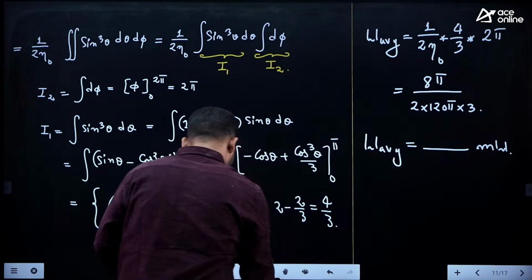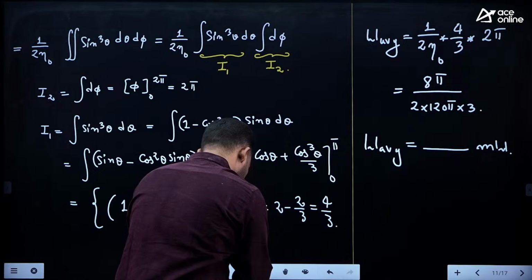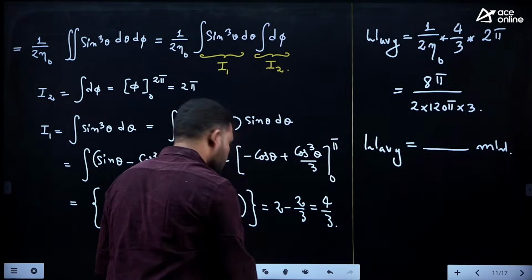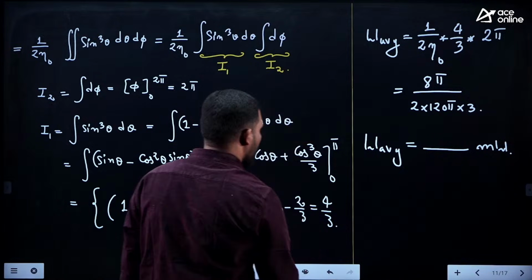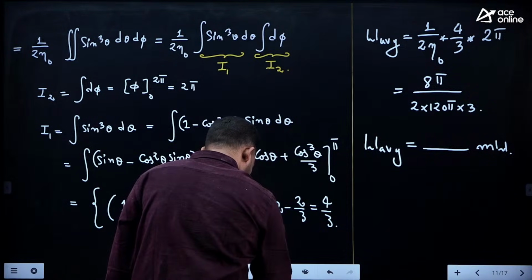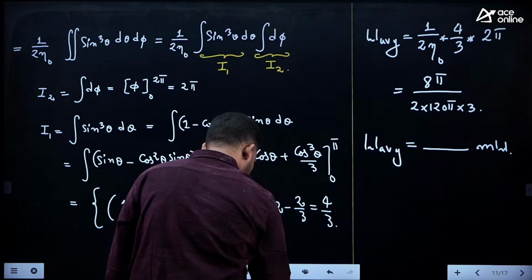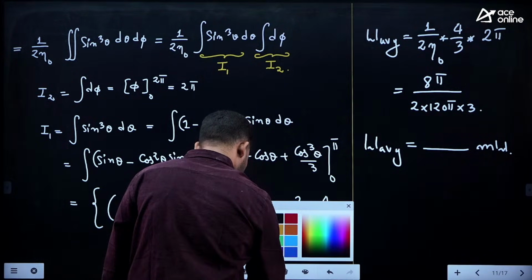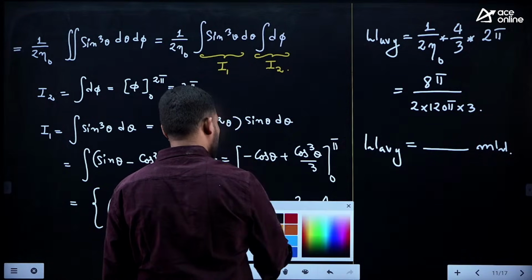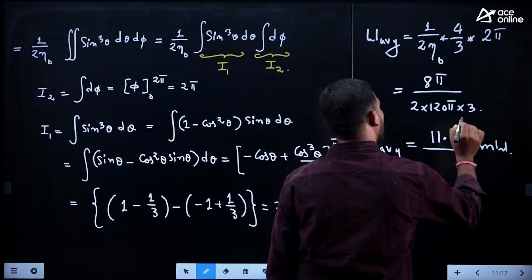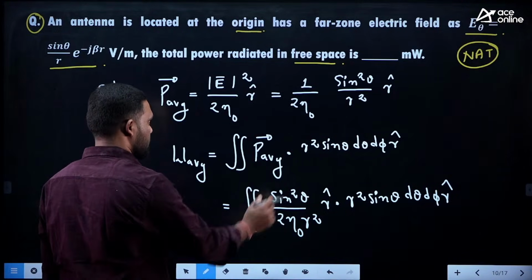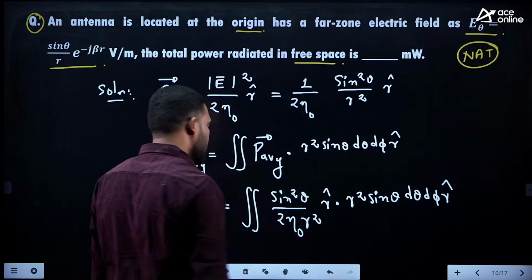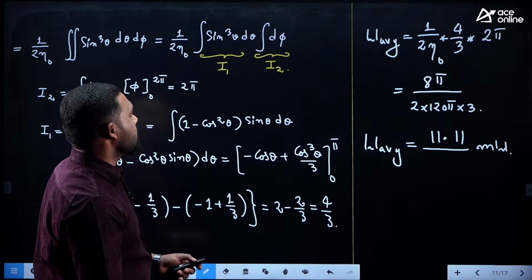So get the answer in milliwatts. Yes, let me check. What is the answer, guys? It is 8 divided by 240 divided by 3 into 1000. So it is 11.11, not percent, 11.11 milliwatts. It is a numerical answer type question, so 11.11 is the answer in milliwatts. Okay, let us proceed further.